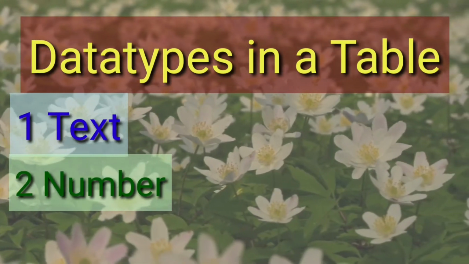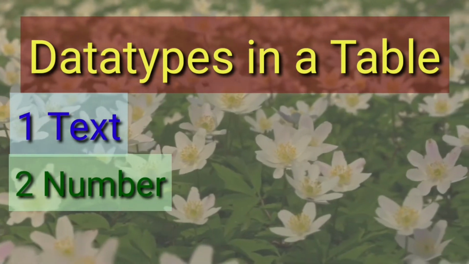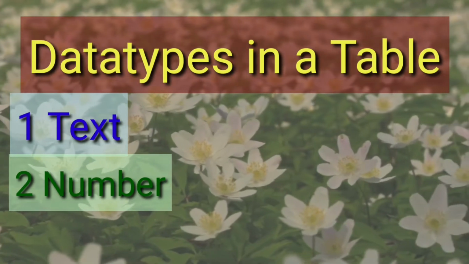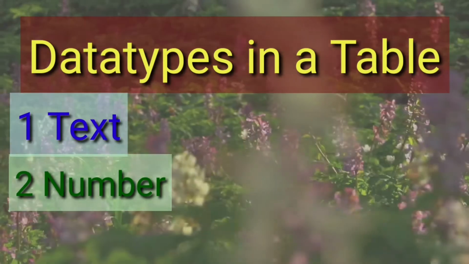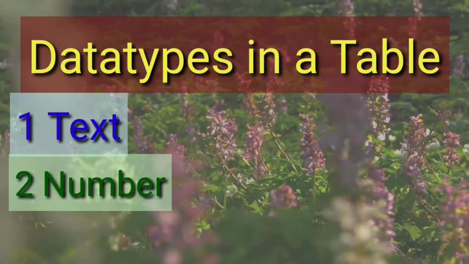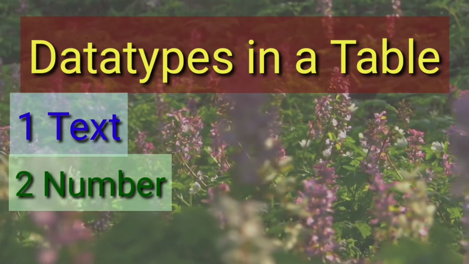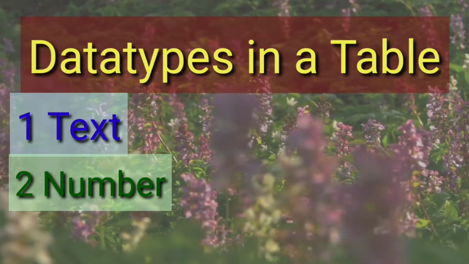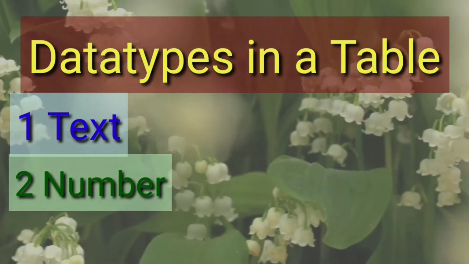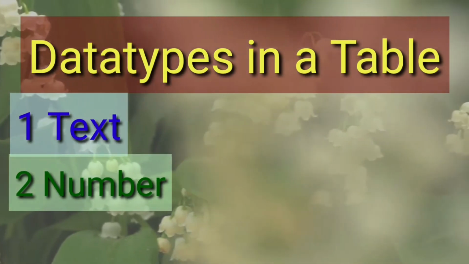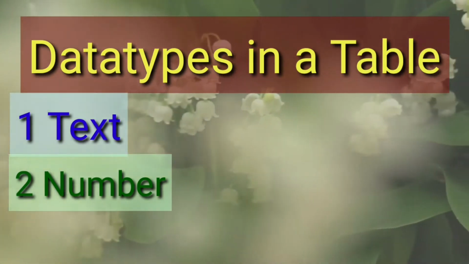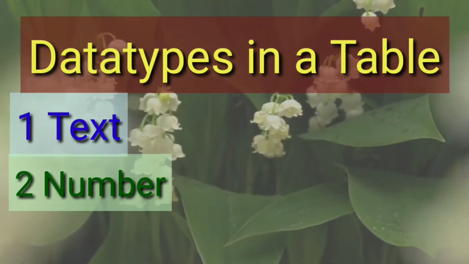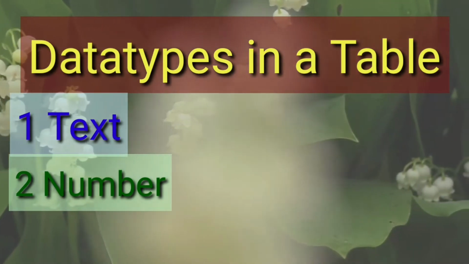Second is number. The data type number contains numeric values. It does not accept letters or other symbols except numbers. For example, if I am storing the roll numbers 708, 405, 102, all these are numbers. Similarly, if I am storing the marks of the students, that would also be number.